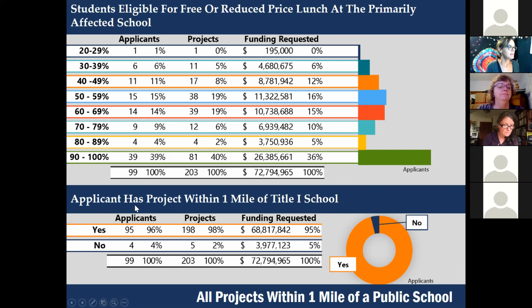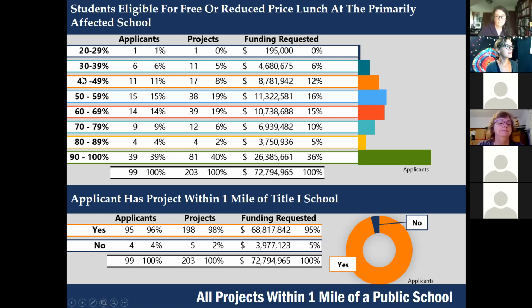Also, we're looking at whether the applicant has projects within 1 mile of a Title I school. A Title I school starts at about this 40 to 49% range. That's whenever it's defined as a Title I school. Most of the applications we received would be considered Title I schools. And then on top of that, we'll prioritize the more low-income schools.